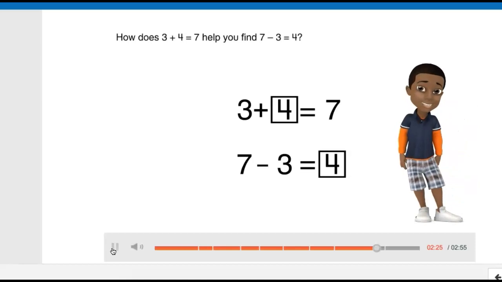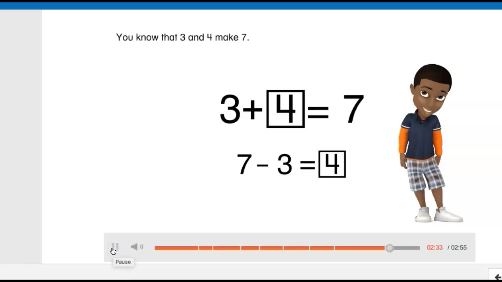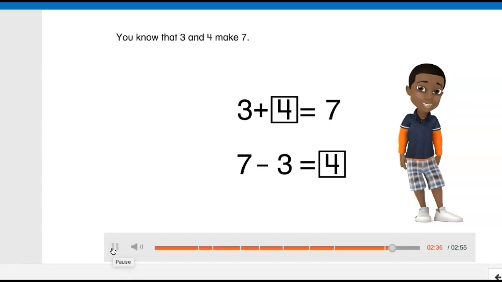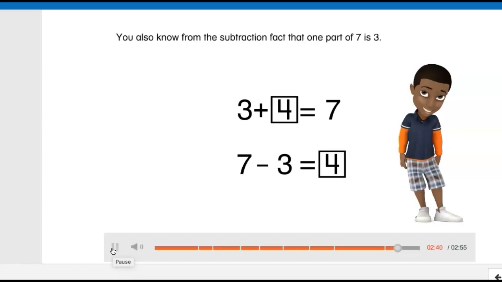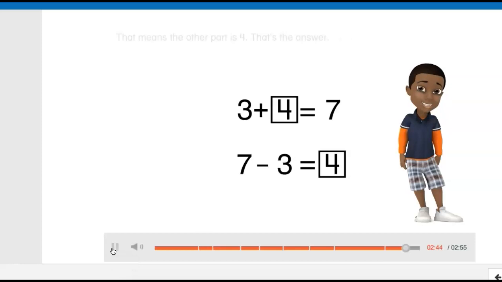How does 3 plus 4 equals 7 help you find 7 minus 3 equals 4? You know that 3 and 4 make 7. You also know from the subtraction fact that one part of 7 is 3. That means the other part is 4. That's the answer. Now we know how to use addition to help us subtract.